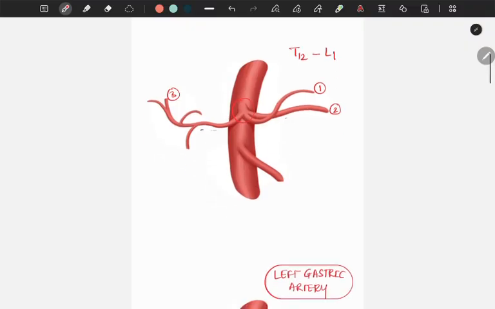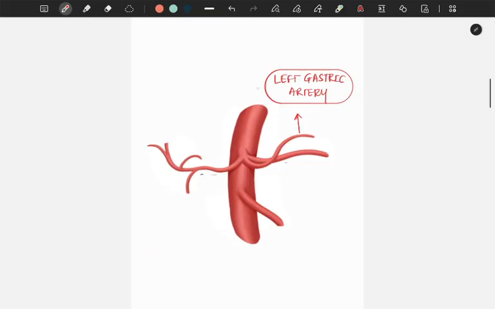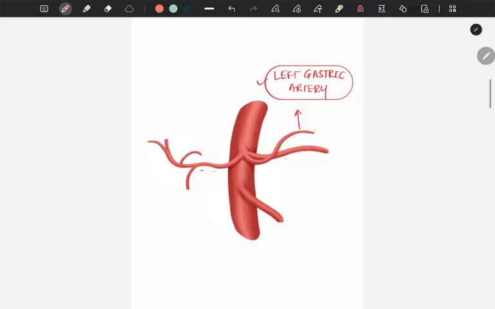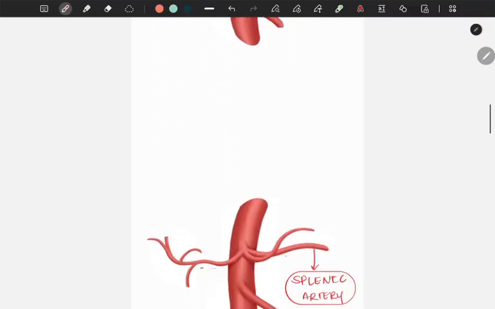Branch 1, the left gastric artery. First up, we have the left gastric artery. This is generally the smallest of the three branches. It takes a course superiorly and to the left, primarily supplying blood to the lesser curvature of the stomach and the abdominal part of the esophagus. It also forms a crucial anastomosis, a connection with the right gastric artery, ensuring continuous blood flow across the stomach's lesser curve.